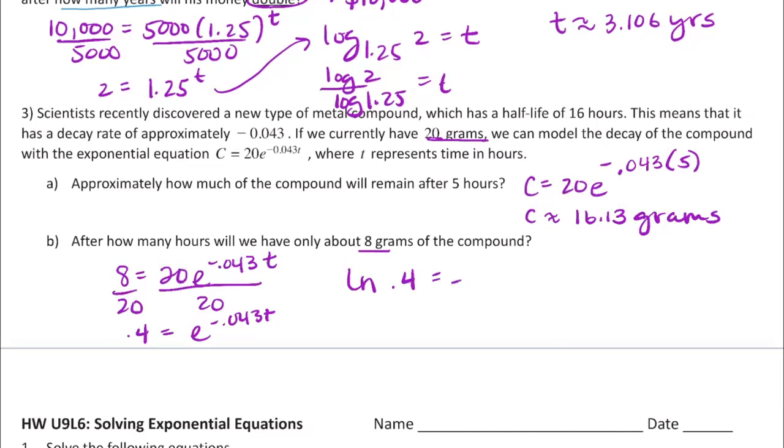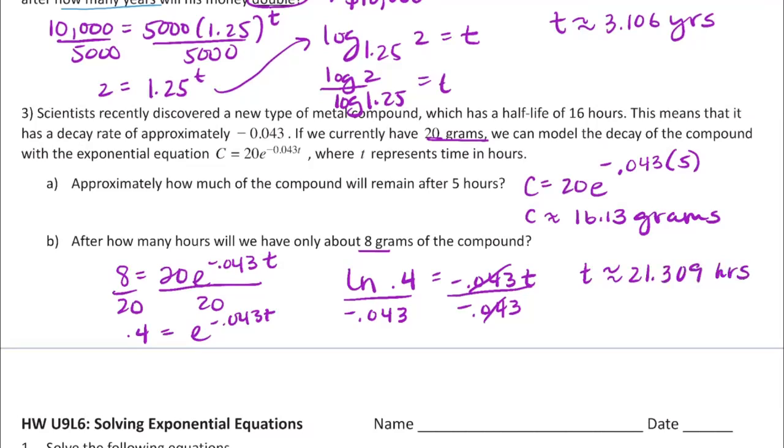Equals negative 0.043 T. All right, so I'm going to go ahead and divide this by the negative 0.043. And in my calculator, do this all in one step. So I'm going to hit natural log of 0.4 in my calculator and then divide by negative 0.043. And T will be approximately 21.309 hours. And the question was asking how many hours, and we've answered it.